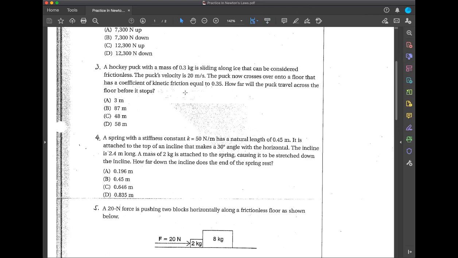Yeah, basically the work done by the friction is equal to the change of kinetic energy. So that will be the change, 0 minus what? The initial, half mv squared, right? And the work done by the frictional force is the frictional force times the distance of travel, right? That is the work done.